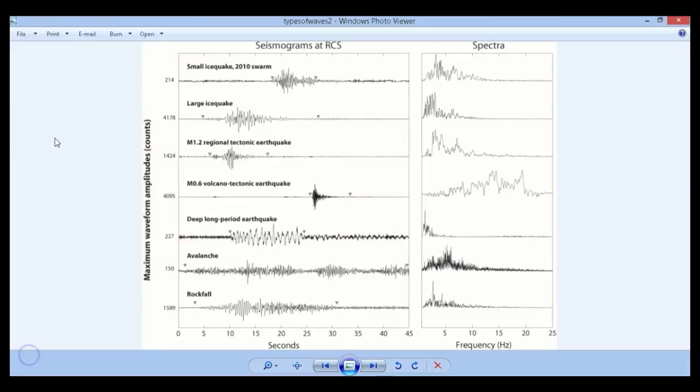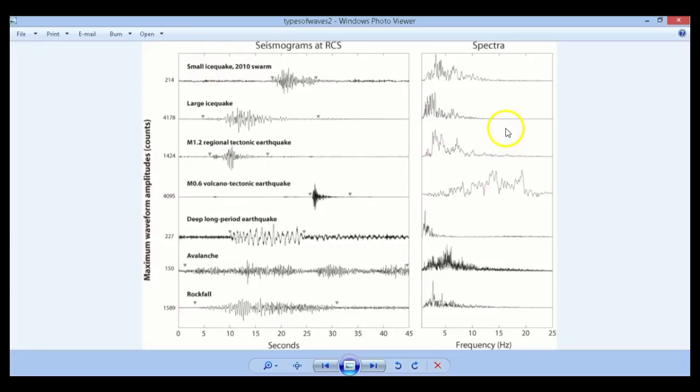I would love that. So here we have some more waveform examples. On the left, we have seismograms, also known as seismic traces. Remember, waveforms are what make up a seismic trace. And on the right, we have the spectra analysis of each event. Also, each event is labeled.